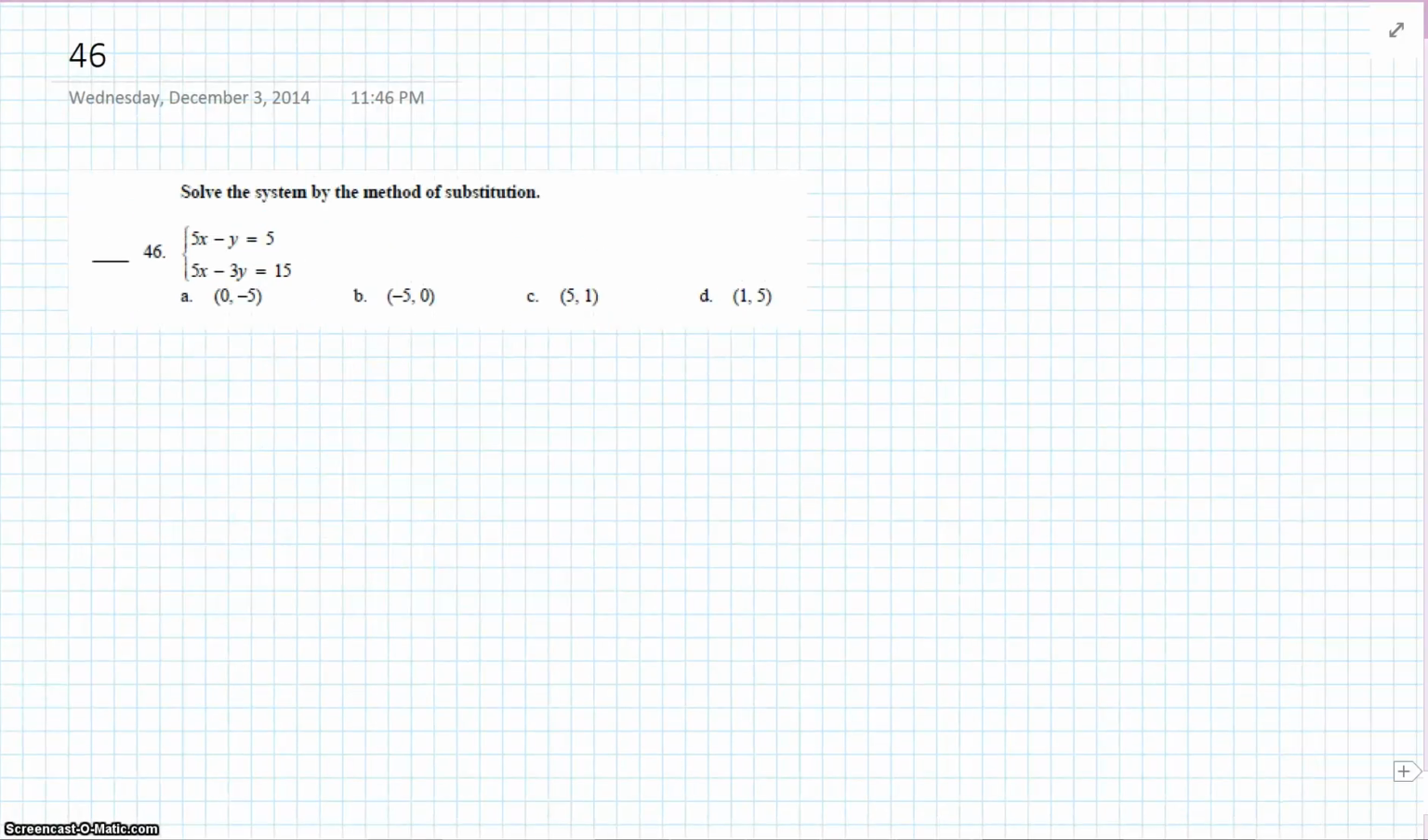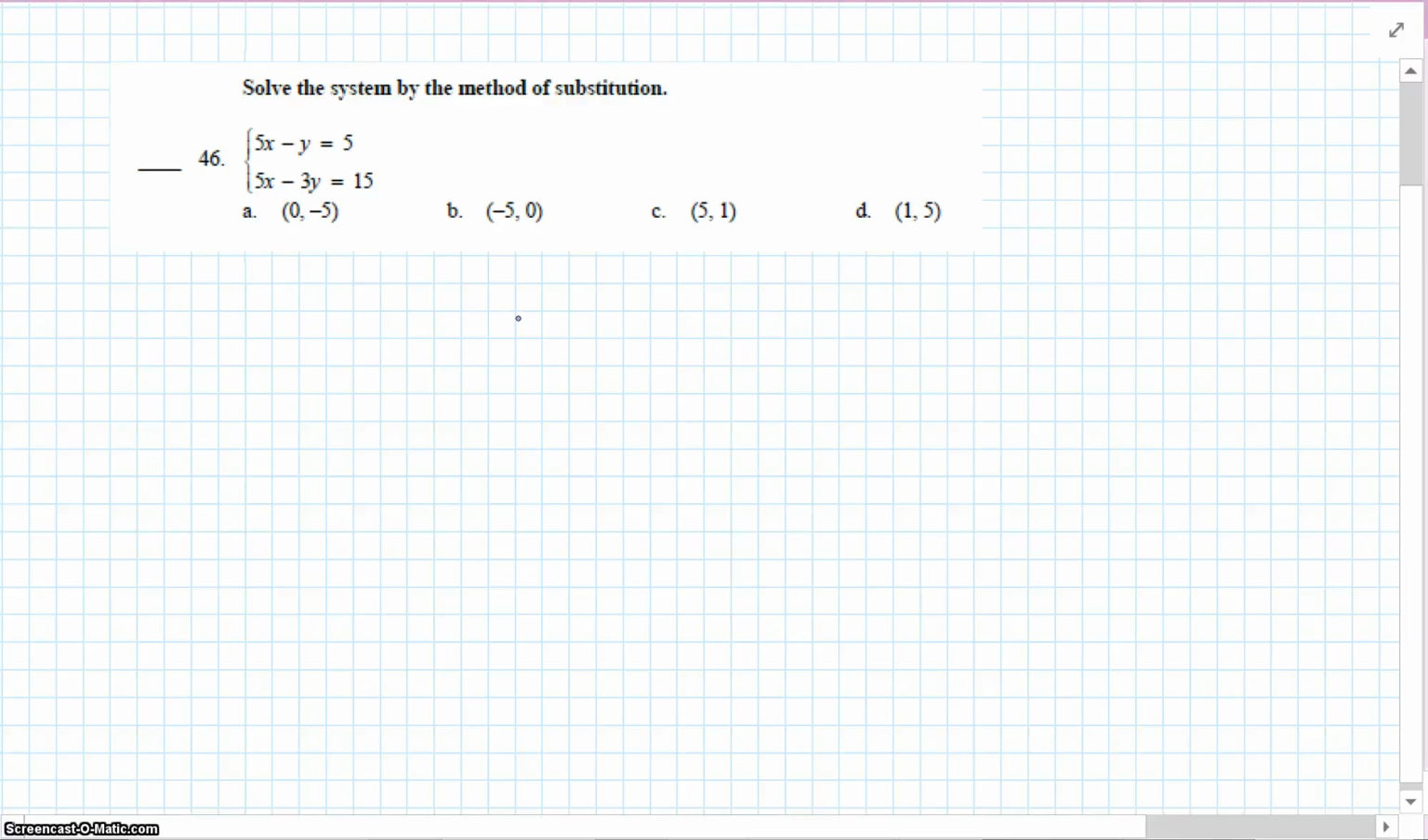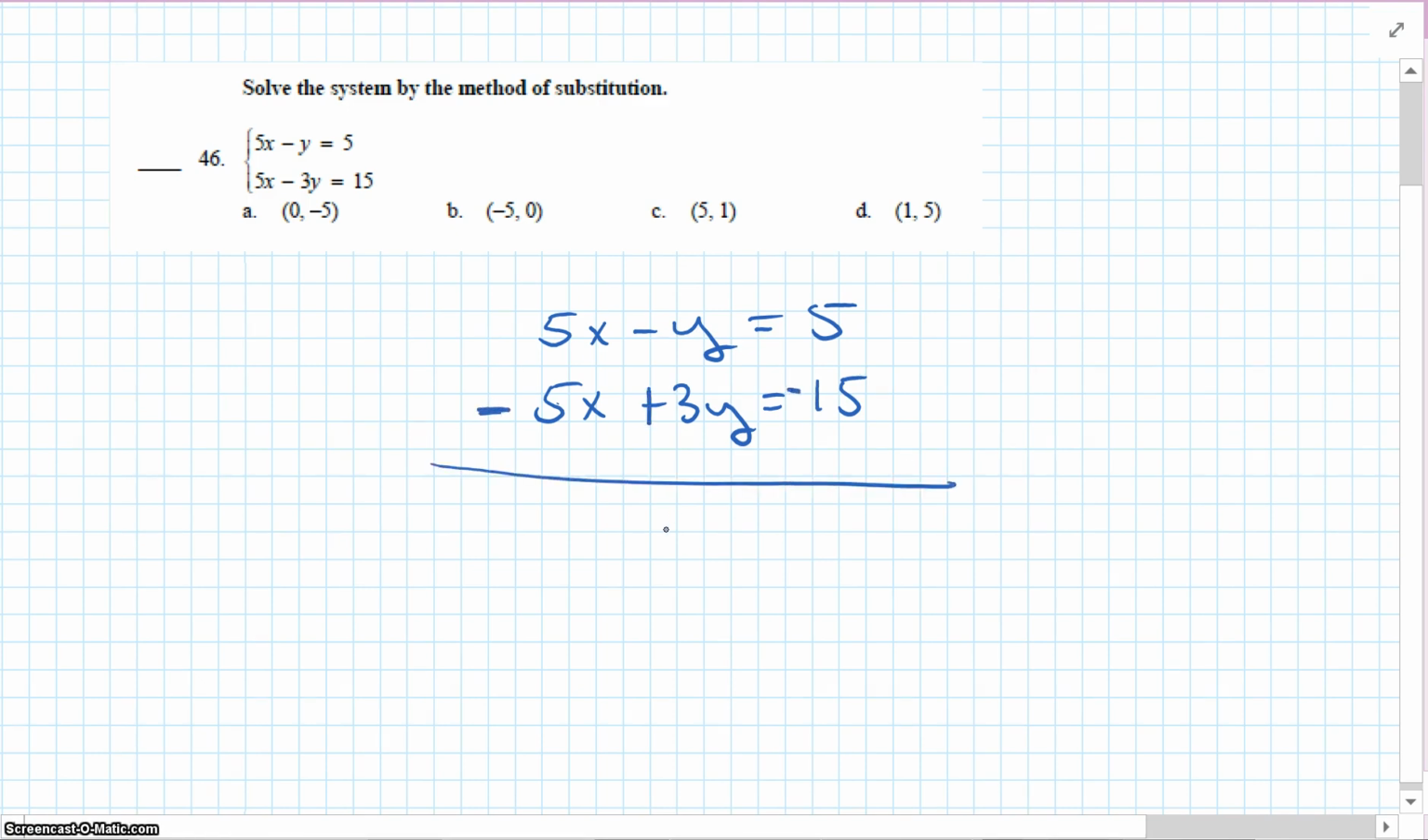Okay, 46. Solve by substitution. Okay, on your test, I do not care how you solve it, if that makes any sense. Just solve it. So, I have two equations, 5x - y = 5, 5x - 3y = 15. So let's just subtract the bottom one and cancel the 5x's. So when I do that, I'm going to get 2y = -10. So divide each side by 2, so y is going to equal -5.